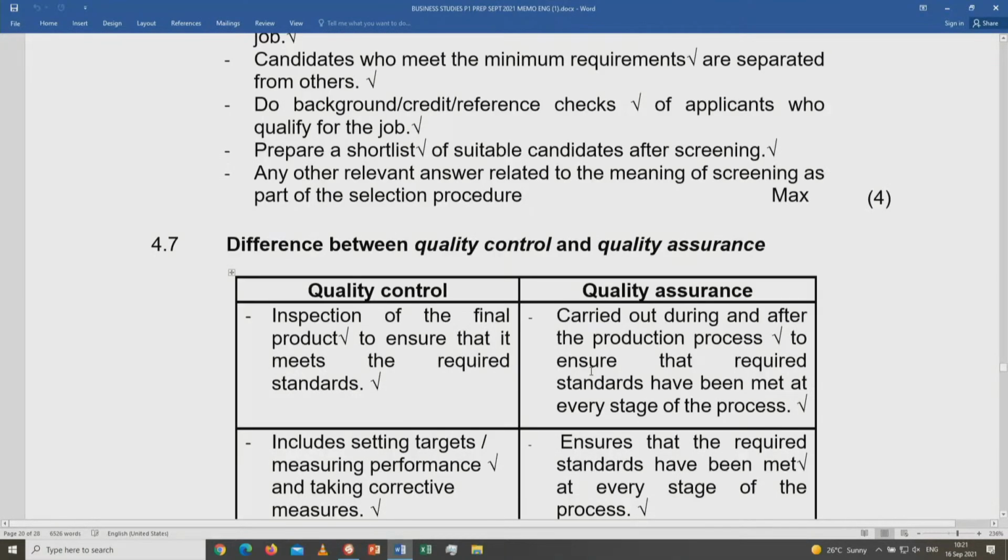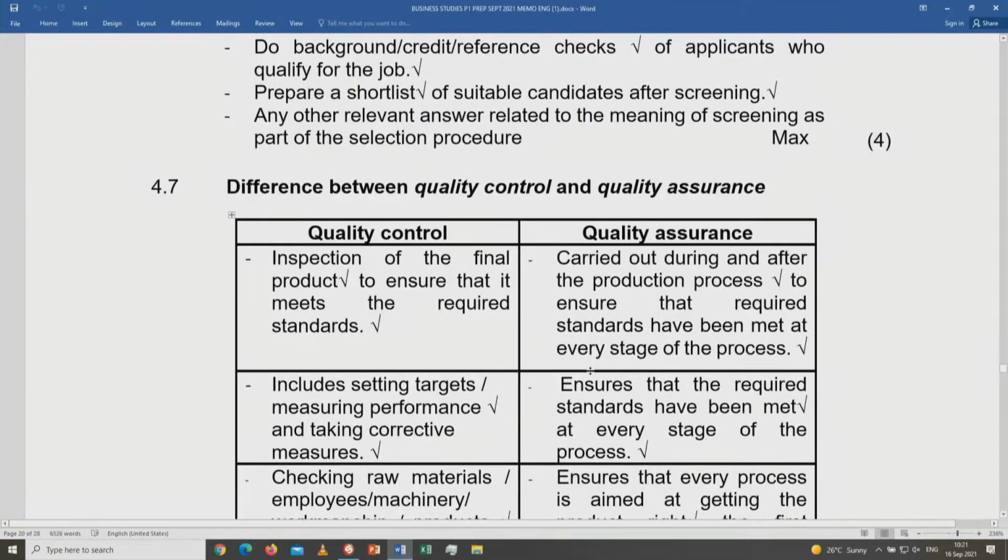Number 4.7, a very popular question also: the difference between quality control and quality assurance. Distinguish between the two. What is quality control? It's inspection of the final product to ensure that it meets the required standard. You are controlling quality. On the other side, quality assurance is carried out during and after the production process to ensure that required standards have been met at every stage of the process. That is a very clear distinction between the two.